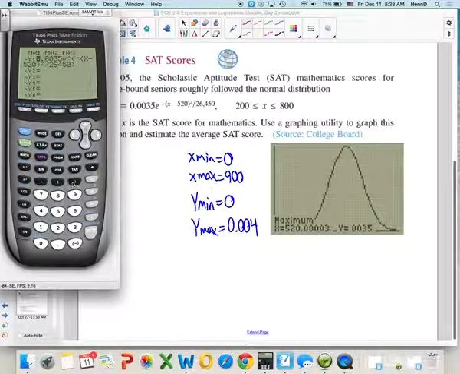Let me point out a couple of things that will help you as you try to graph this, because if I just hit graph without thinking, I don't see anything. Then I say, oh wait, x had to go from 200 to 800, so I'll go from 0 up to 900 just to make sure I get everything. Now I hit graph and I still can't see a thing.